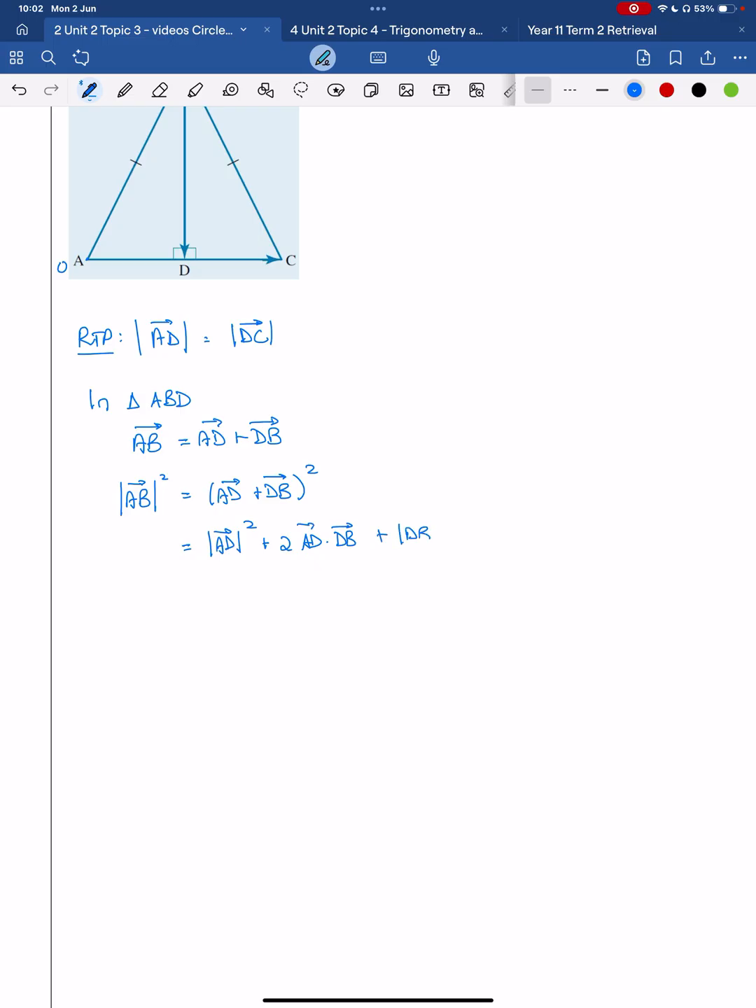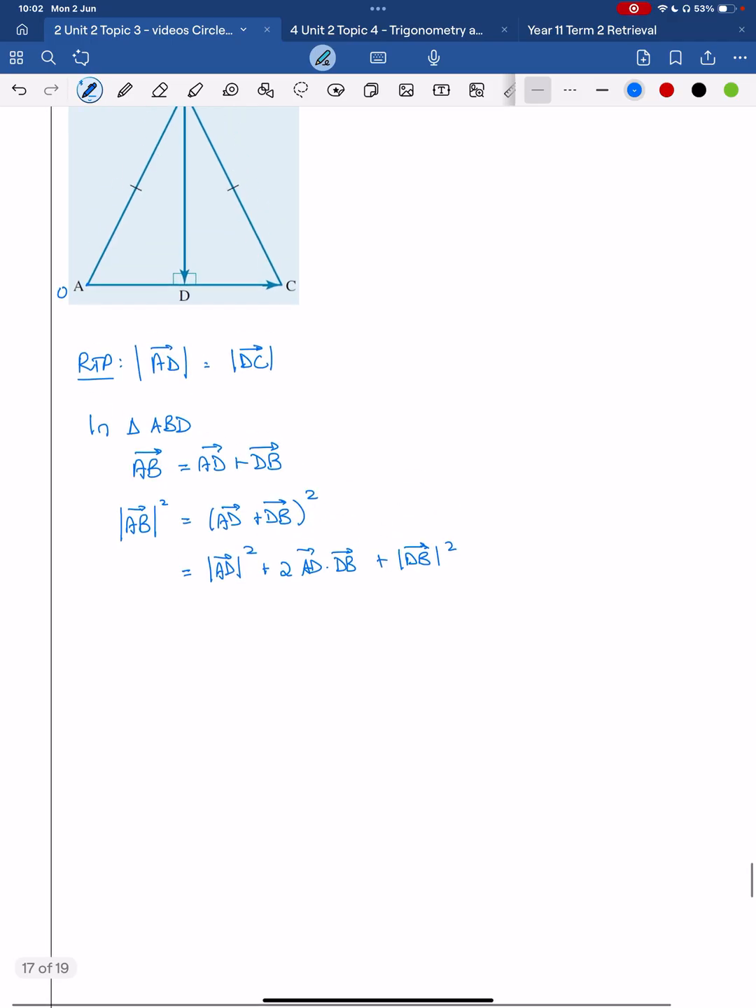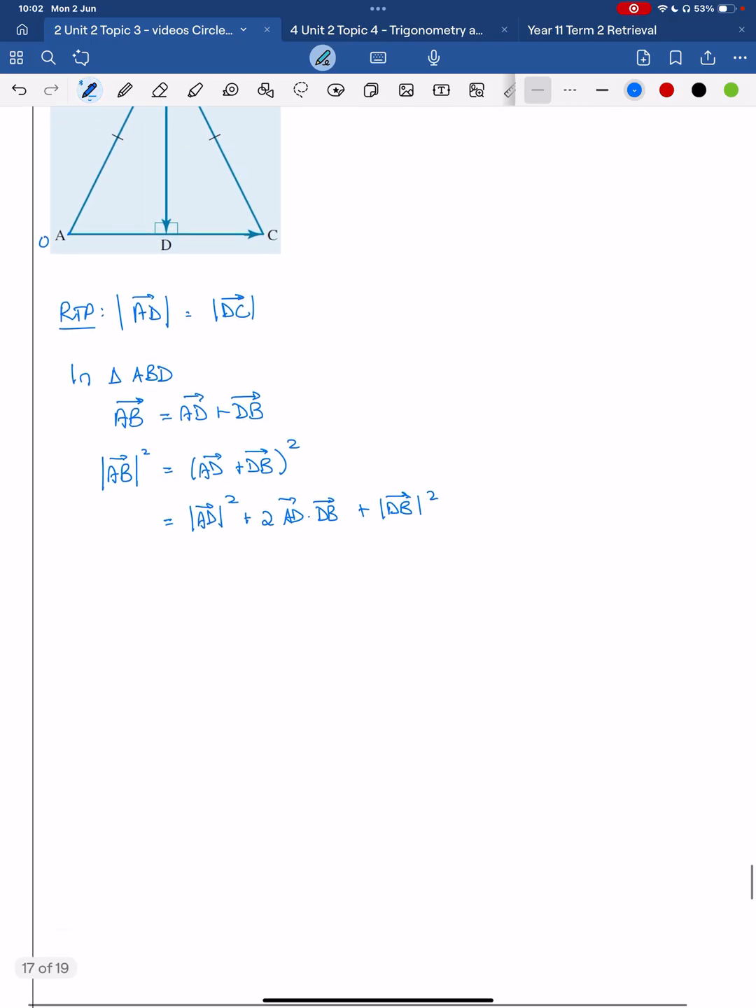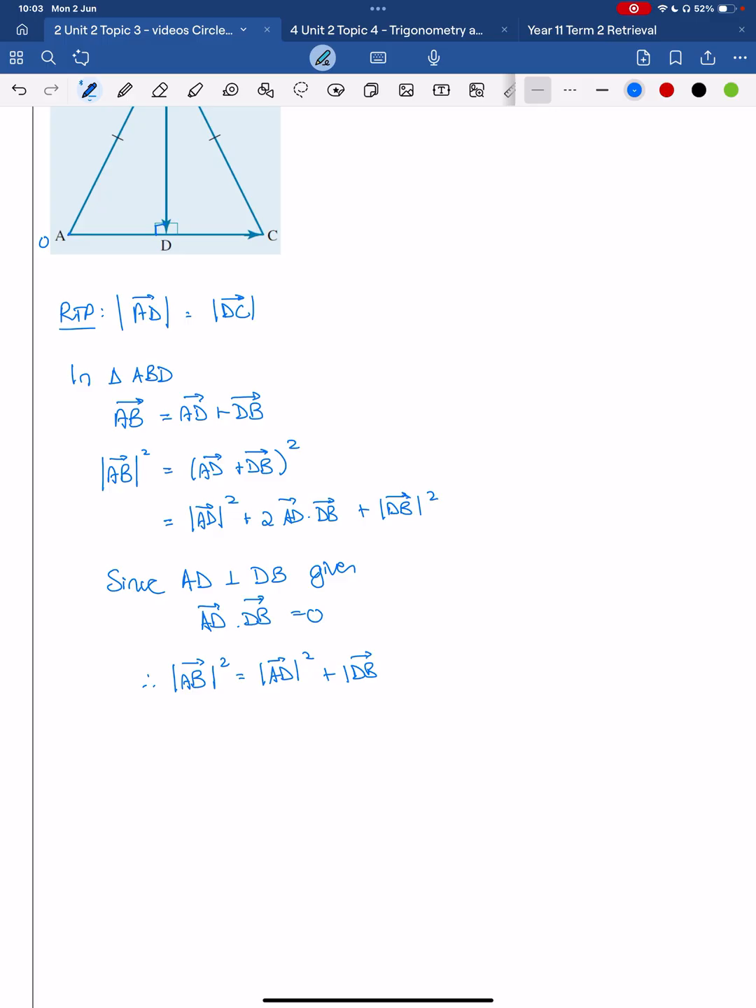plus DB squared, and AD dotted with BD are my perpendicular lines. So since AD is perpendicular to DB, that was given to me, AD dot DB is equal to 0. So therefore I can say that my magnitude of AB squared is just going to be the magnitude of AD squared plus the magnitude of DB squared.